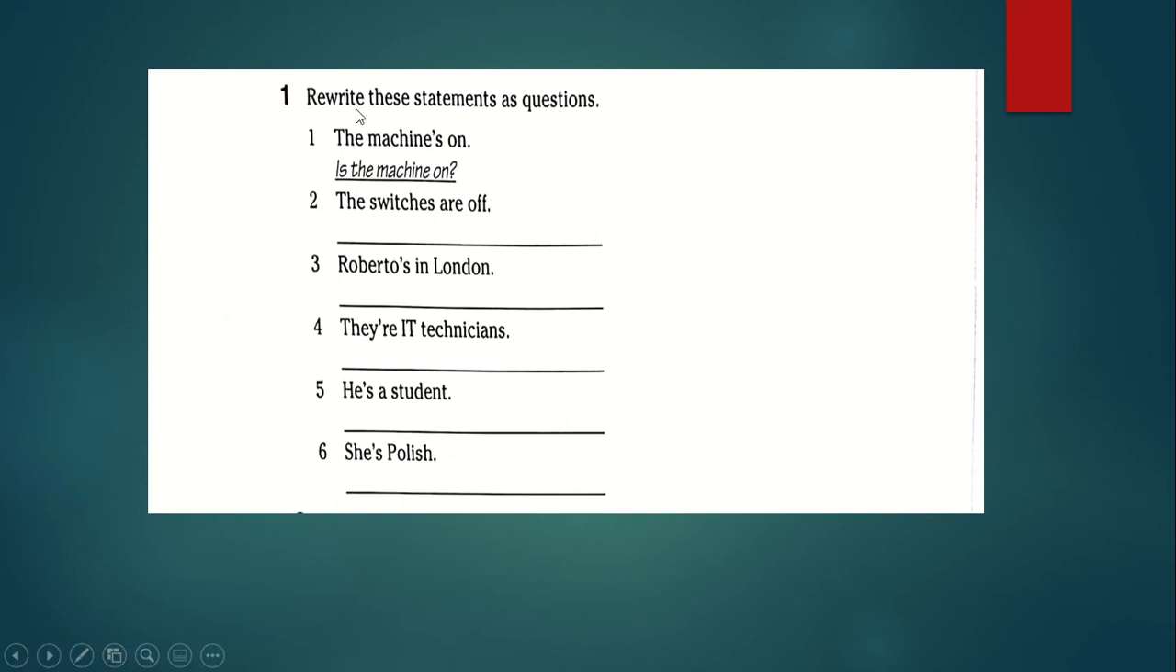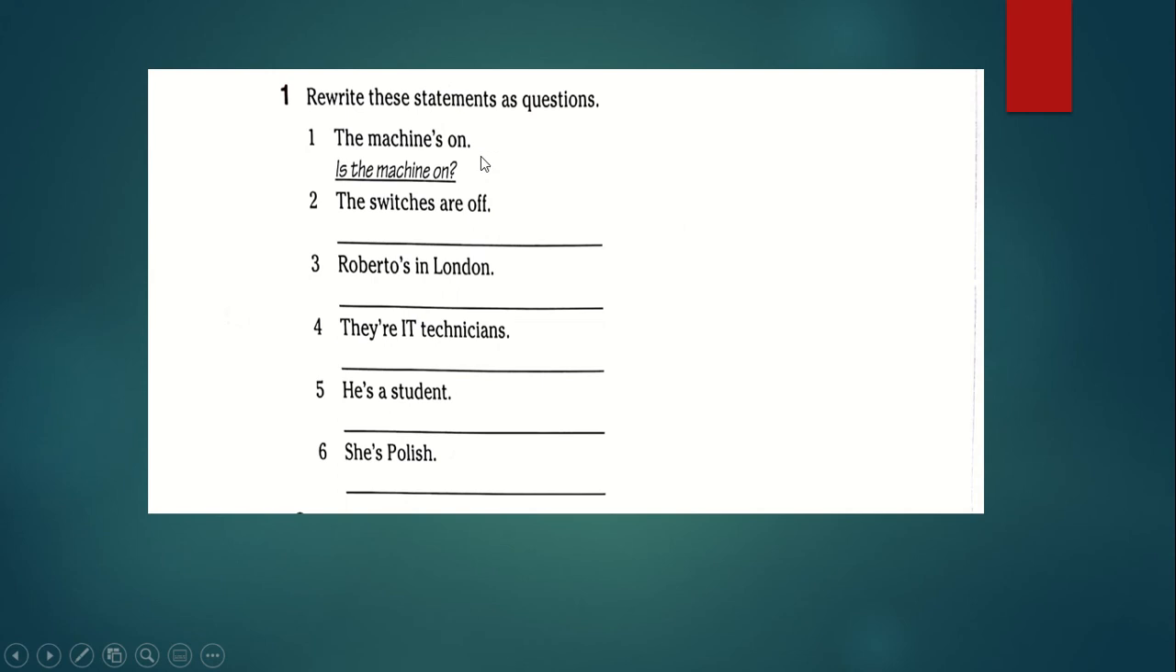The first exercise, rewrite these statements as questions. Here we have sentences. The machine is on, the switches are off, Roberto's in London, they're IT technicians, he's a student, she's Polish. Polish means from Poland, يعني من بولندا. Okay. Let's look at the first one. It's done as an example.